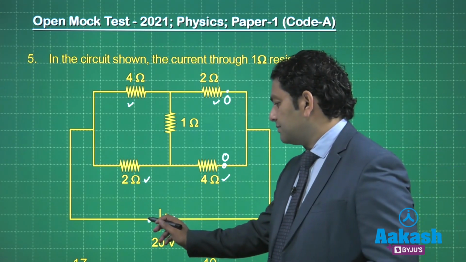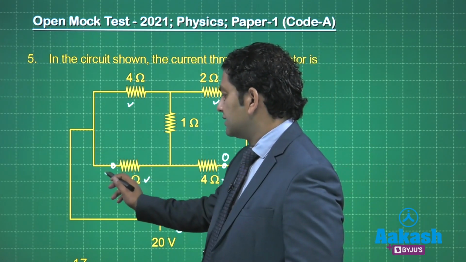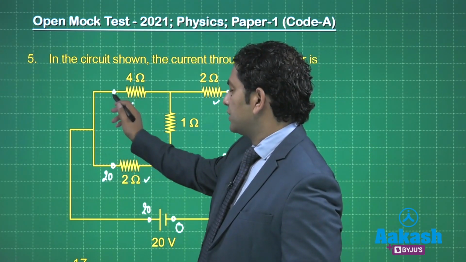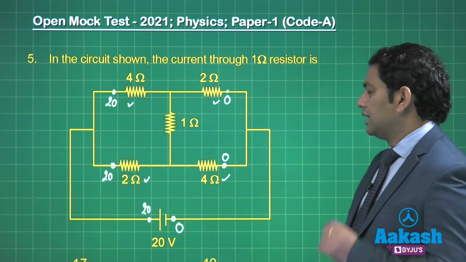Now how much will this be? That's going to be 20. So you start it here, this is 20, this is 20, you get that point. That's how it goes. Cool.